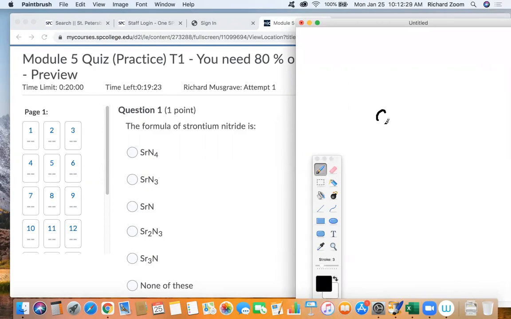So strontium nitride. Strontium is 2+, nitride is -3. Sr3N2 would be the answer. And you can see that that is not on the list. So the answer would indeed, for this one, be none of these. Does anybody have any questions?